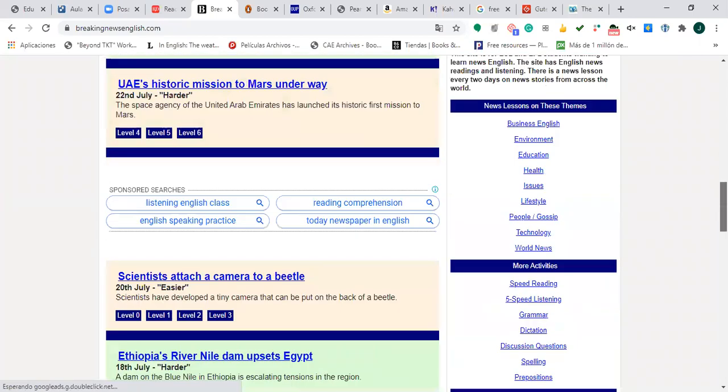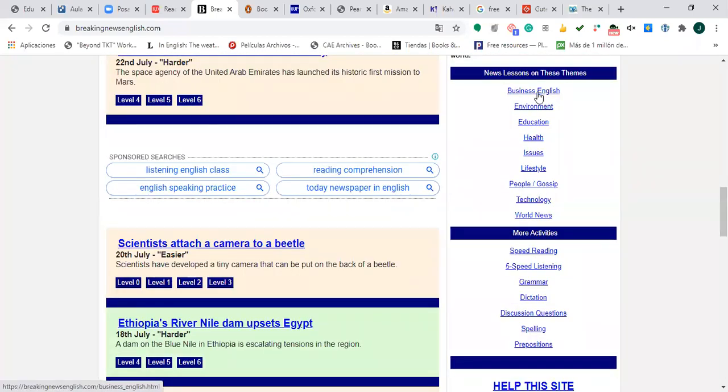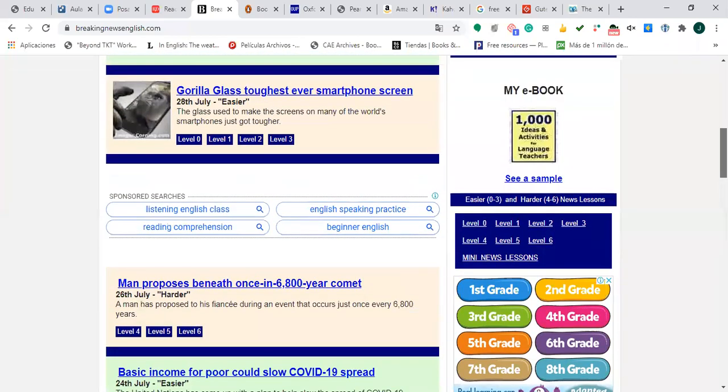And it is also divided by categories: Business English, environment, education, health issues, lifestyle, people, gossip, technology, world news. So you have also speed reading, speed listening, also listening, grammar, dictation, discussion, spelling, prepositions. Here you have a lot of articles. You could use these articles. Let's enter one of them. Also here it says the level.